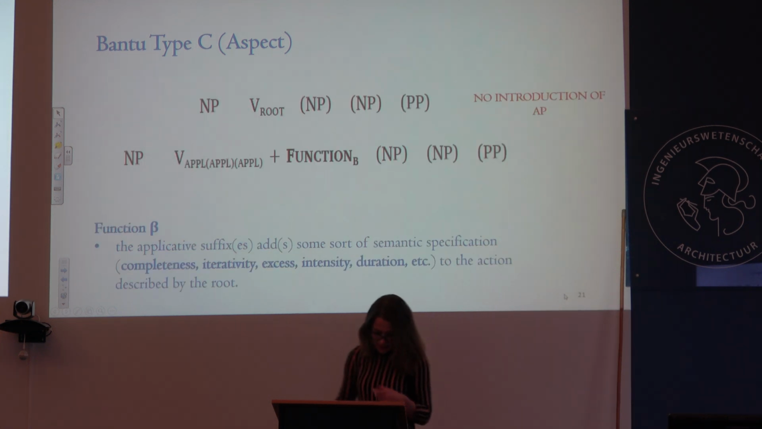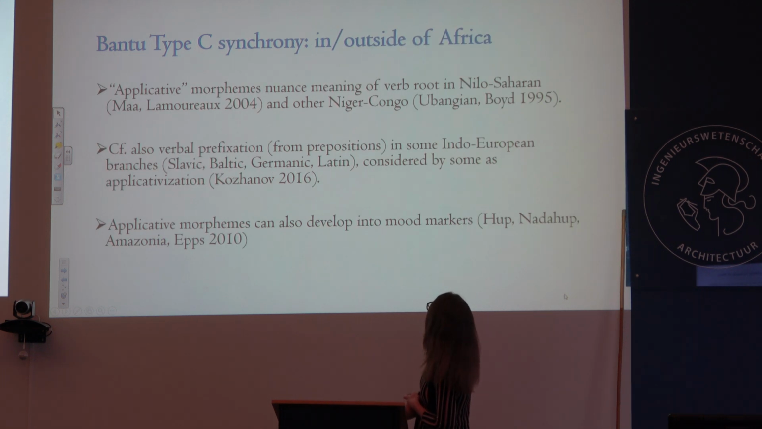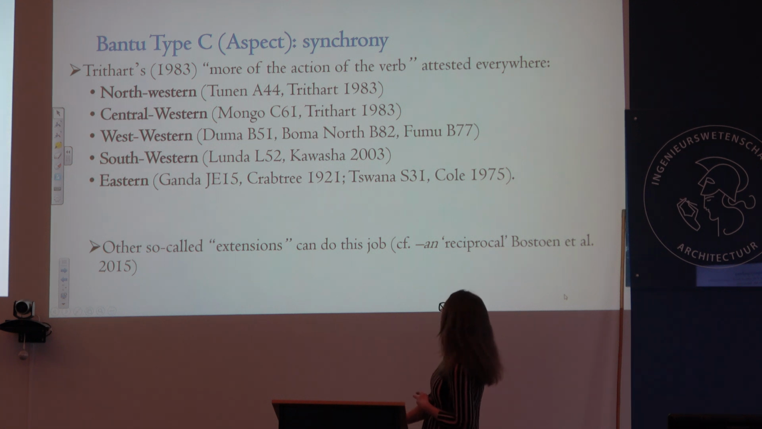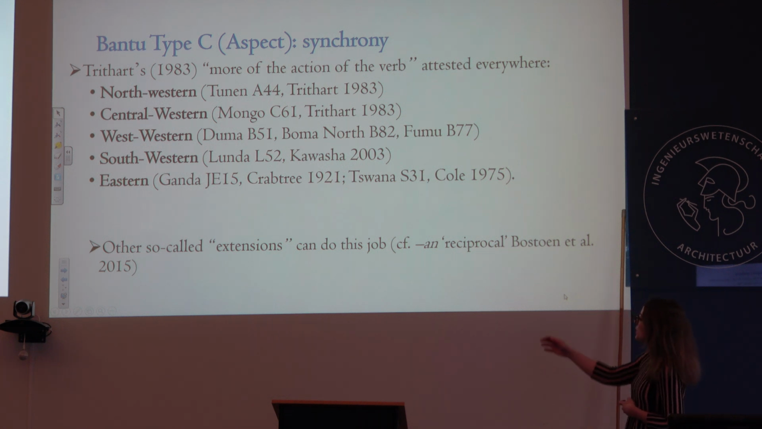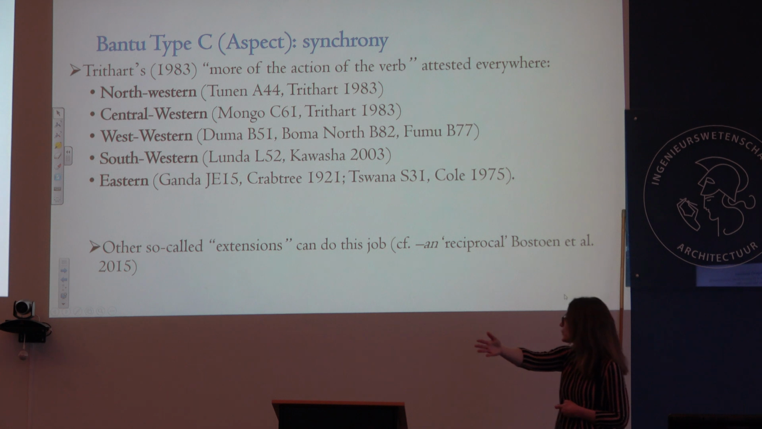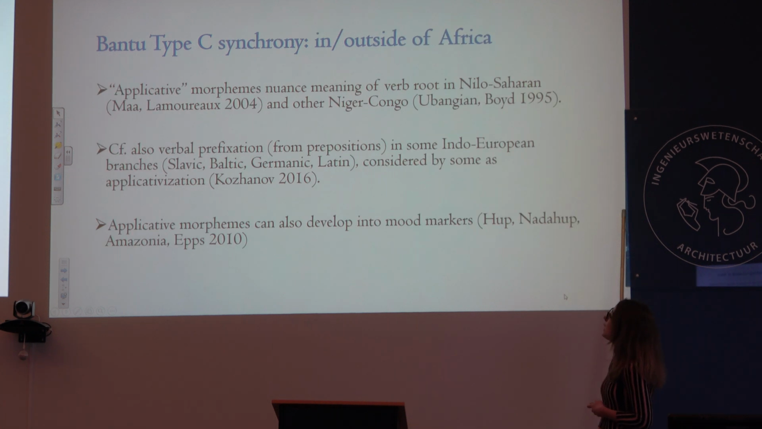Sorry, I should go to the handout again. We have on page 4 some, sorry, let me see here. Okay. I'll just go on and tell you that this function has been observed also virtually everywhere, and we do know that other so-called extensions can also do this job. For example, the reciprocal, and many others, as we have heard from the previous talks. So we have also outside of Africa, or in Africa and outside, applicative morphemes certainly are reported to nuance the meaning of the verb root.